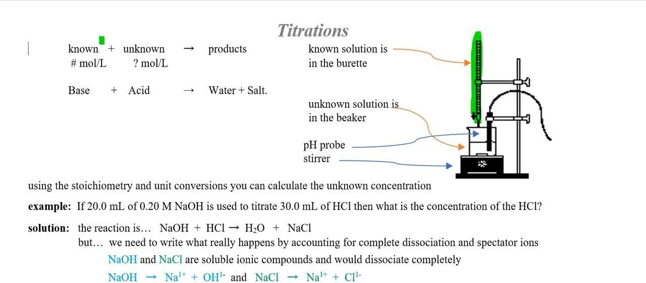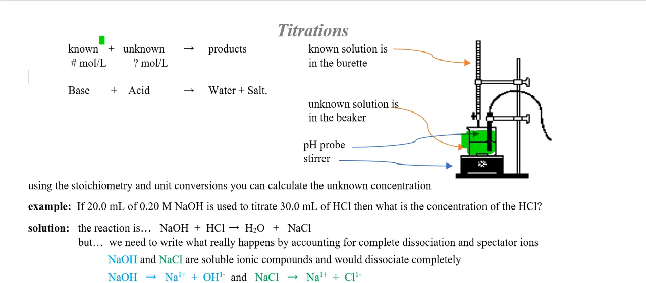All right, so you add it in a burette, and then when you go back to it, you can say exactly how much you added. So the known is in the burette, the unknown is in the beaker, and you measure its volume ahead of time, and then you can sort of figure everything out at the end.